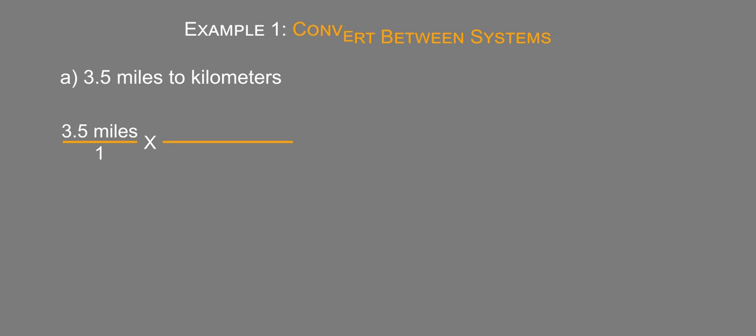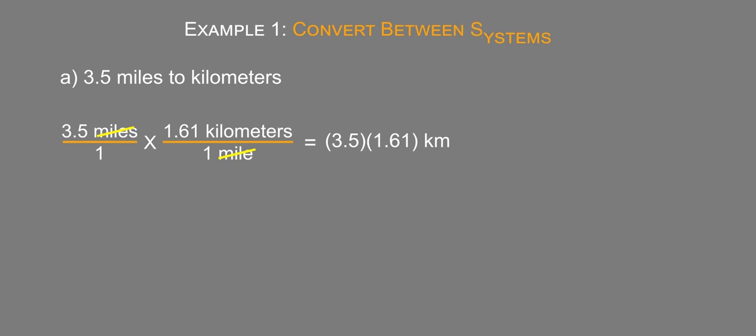So we can go directly from miles to kilometers. We want to get rid of miles, so we put 1 mile in the denominator and kilometers in the numerator. We won't have to use conversions within the same system because we're going directly from miles to kilometers. Again, there are 1.61 kilometers in each mile. The miles cancel, so we're only left with 3.5 times 1.61 kilometers.